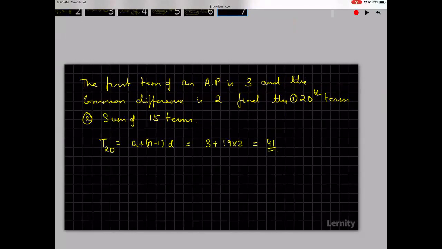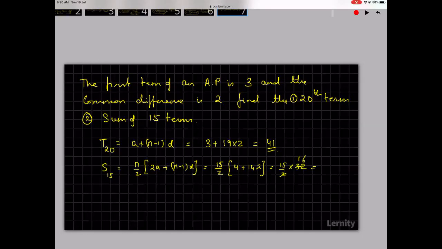The next question is, what is the sum of 15 terms? So the sum of 15 terms will be n by 2 into (2a plus (n minus 1) into d). So that will make it 15 by 2 into 2 into 2. 2 into 2 is 4, plus 15 minus 1 is 14, 14 into d. d is going to be equal to 2. So this will become 15 by 2 into 28 plus 4 is 32. So this will make it 16 here. So 16 into 15.